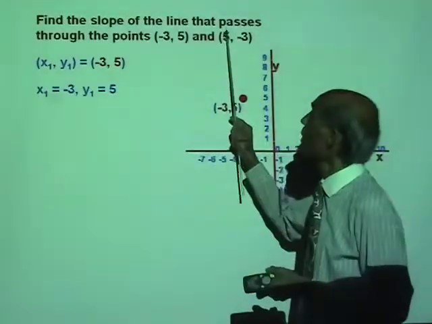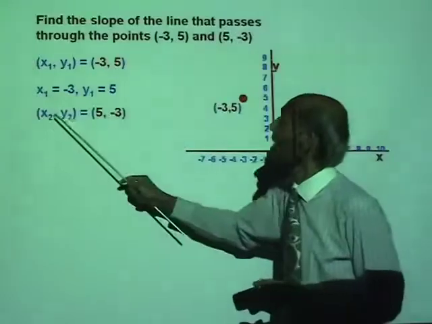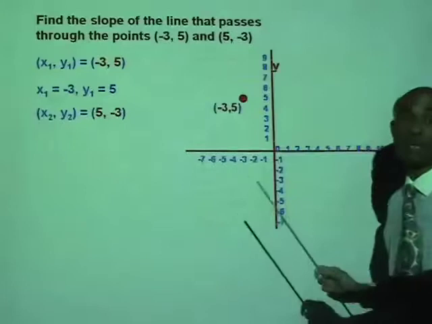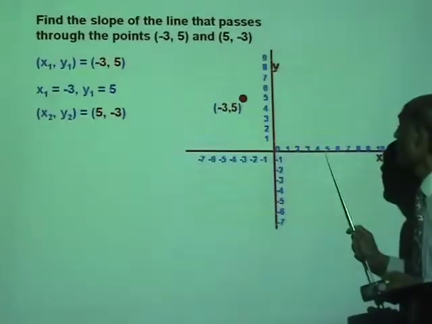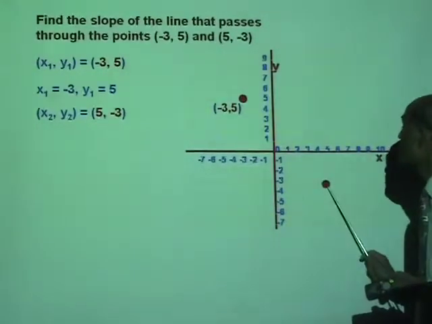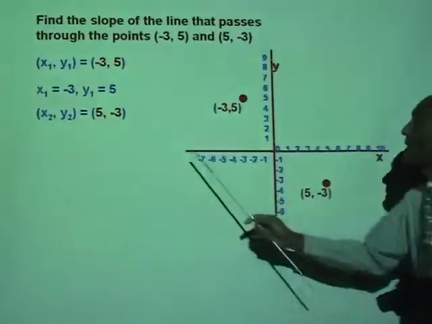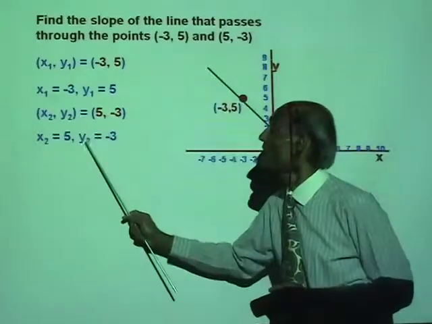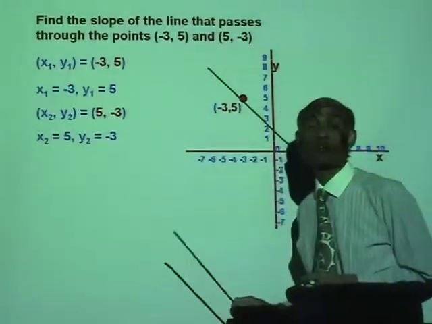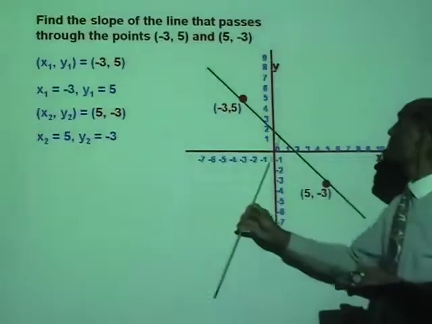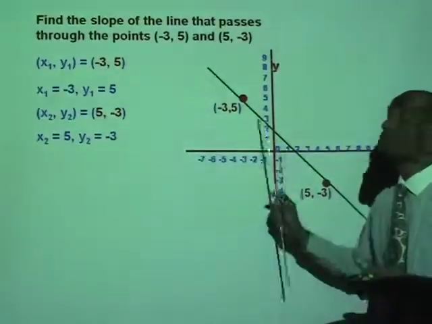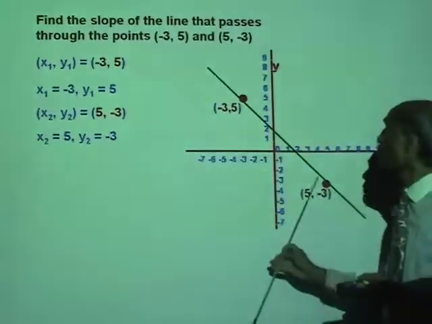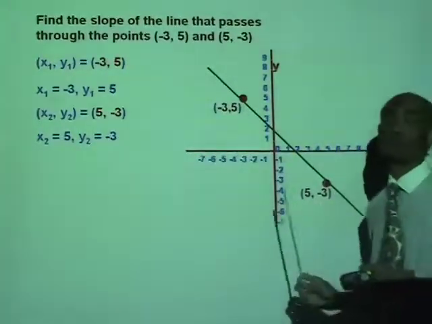What is my second point? Second point, x2, y2 equal to 5, -3. Can you mark that? 5, -3 is this point. That means your x2 equal to 5 and y2 equal to -3. And this is the graph of the equation that contains these 2 points. We are looking for the slope of this graph.